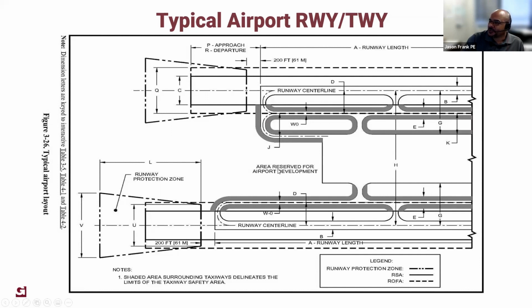In the middle here, I think this was just reserved for any apron type of work, or some airports like DFW will have parallel runways on either side and the terminals in the middle. So that is what this blank area represents.